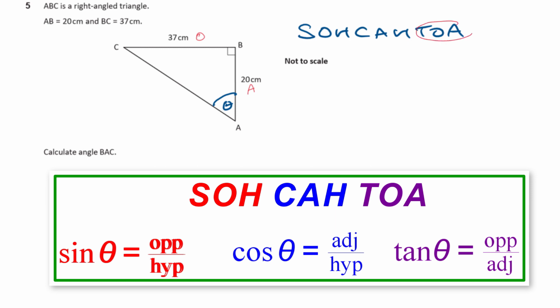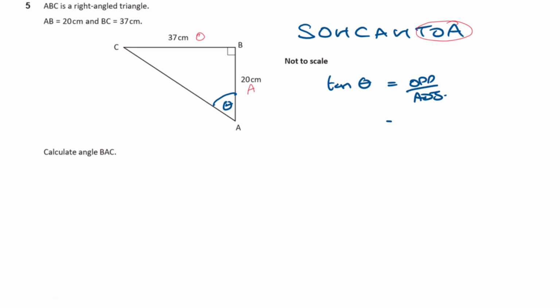So that tells me that we need tan. Tangent is equal to the opposite over the adjacent. Okay, so I'm going to write down the formula for tan. Tan theta equals the opposite over the adjacent. Then all we need to do is sub the values in from our diagram to work out the answer. So the opposite is 37, the adjacent is 20. So then theta is going to be the inverse tangent of 37 over 20.